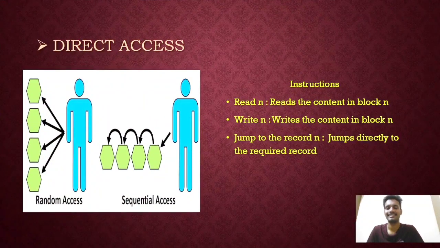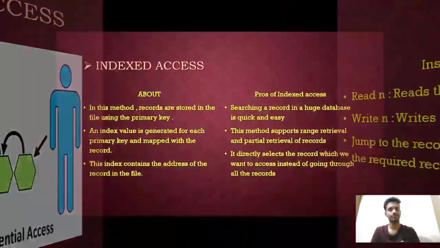Direct access has instructions such as: read n, which reads the content in block n; write n, which writes the content in block n; and jump to record n, which jumps directly to the required record. As you can see in this diagram, sequential access goes through all the files in a sequential manner, and only then does it reach a particular record. Random access is also known as direct access; they're the same, so you shouldn't be confused about this. Random access can directly access any record.